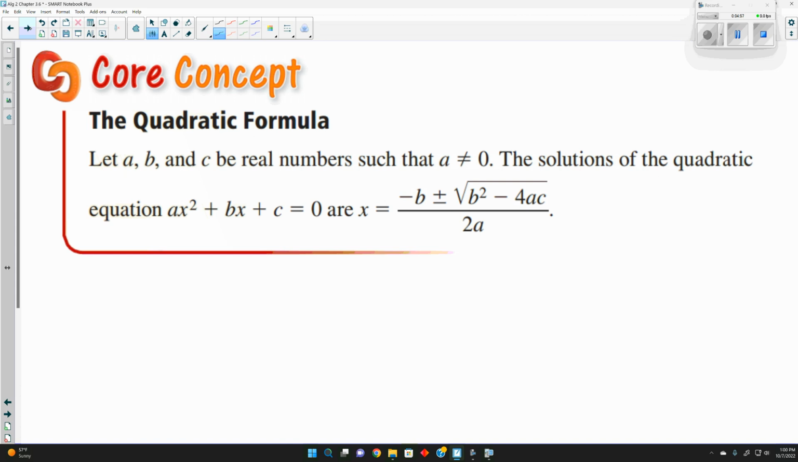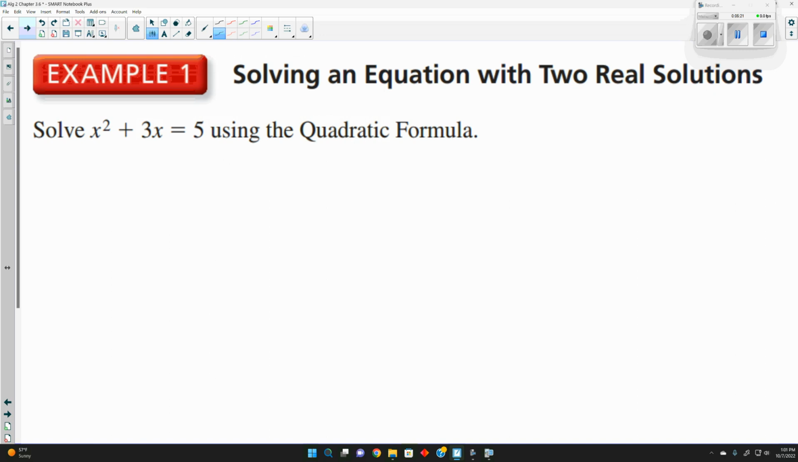Now I showed you all that so that you guys have an understanding of where this formula comes from. So it's not just a formula that you're given. You have an idea of where it started. Okay? And we're going to use it to solve these equations here.